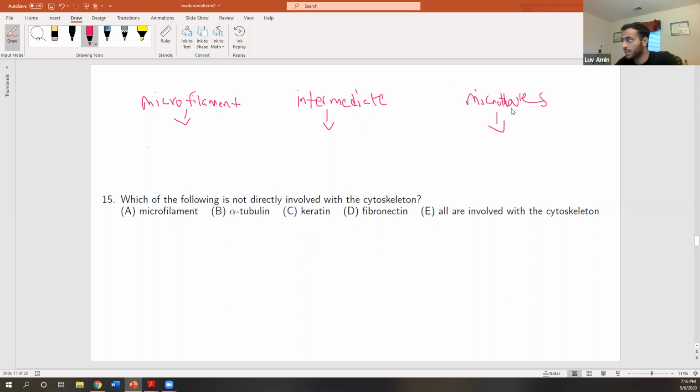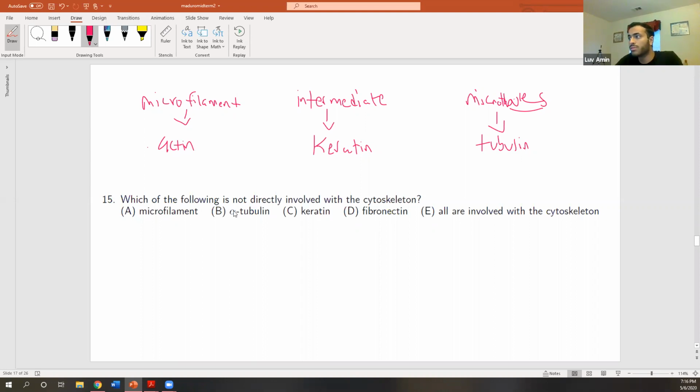So we know microtubules, it's in the name. It's made of a protein called tubulin, right? There's different types. There's alpha tubulin, there's beta tubulin. We also know that intermediate filaments are made up of a protein called keratin, right? And finally, we know microfilaments are made of actin, right? One of the smaller ones.